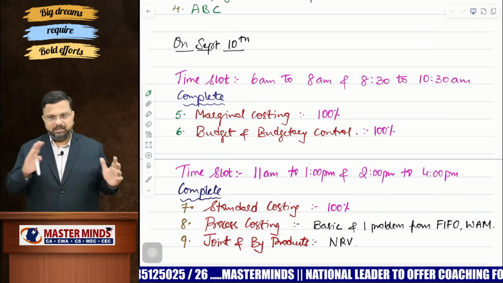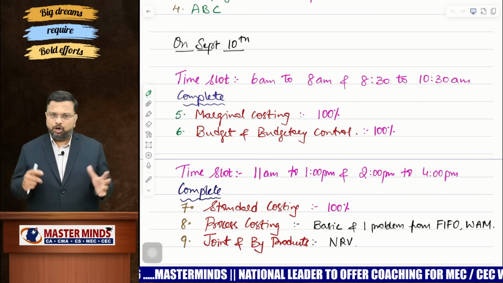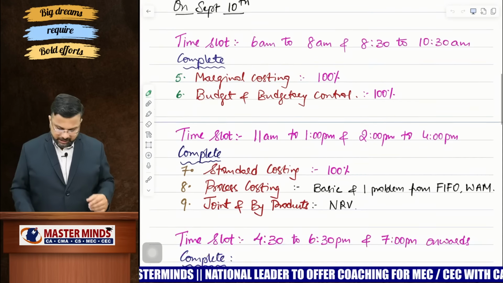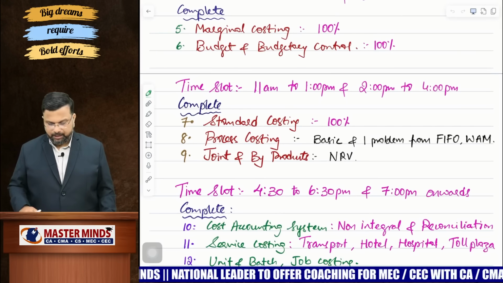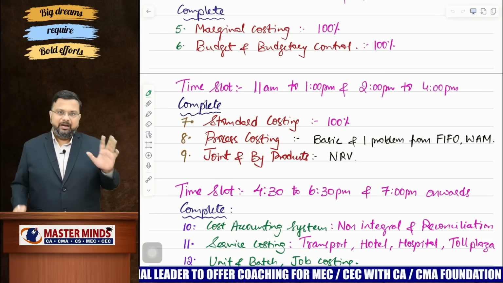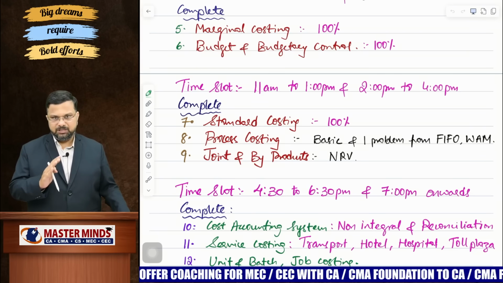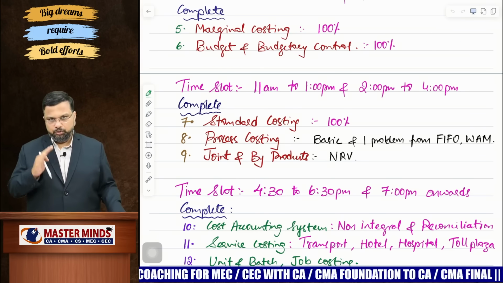Now once after 10:30, take half an hour of break. It's up to you. You can have a tea time break or whatever it is, but take half an hour break. Then again from 11 a.m. to 1 p.m., and lunch from 1 to 2, break, and from 2 p.m. to 4 p.m. So again you can see I have taken 2 hours here, 11 to 12, 12 to 1, and 2 to 3, 3 to 4.